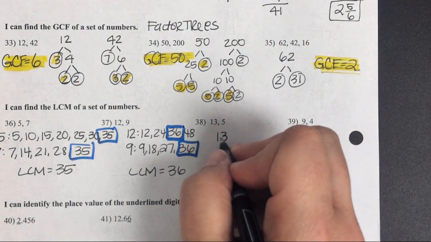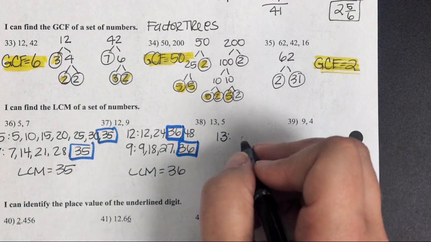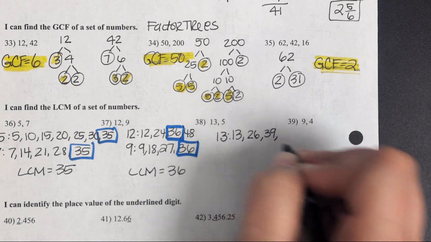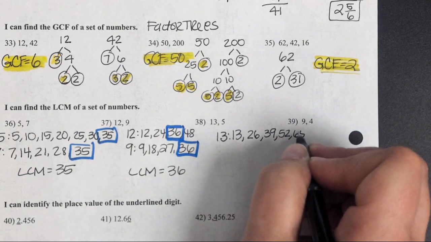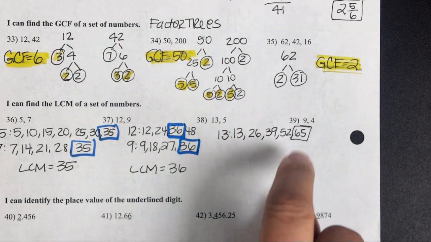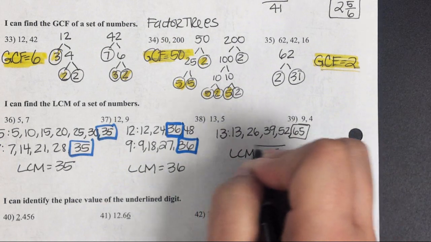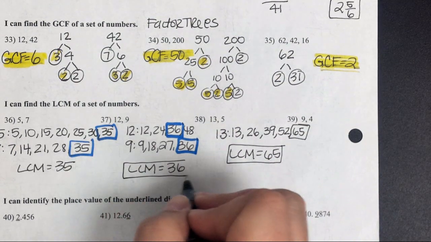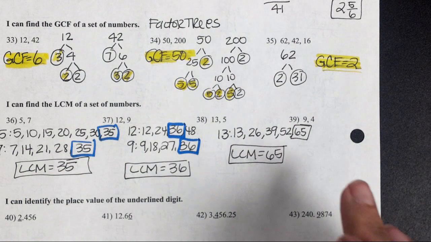If I list my multiples of 13, because I know anything that's a multiple of 5 has to end in 5, I'd have 13, 26, 39. That would give us 52 and then 65. This is the first number that ends in 5. I know it has to be a multiple of 5 because it ends in 5. So my least common multiple would be 65. It also happens to be what I get when I multiply 13 times 5. So I do know that it is a common multiple.